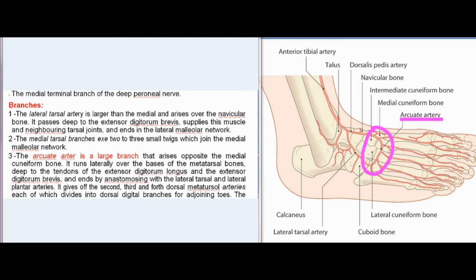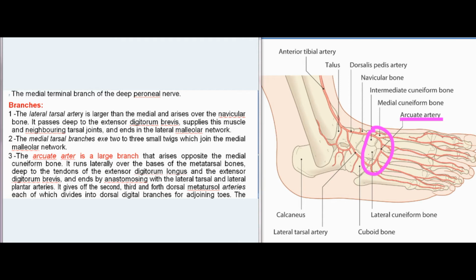3. The arcuate artery is a large branch that arises opposite the medial cuneiform bone. It runs laterally over the bases of the metatarsal bones, deep to the tendons of the extensor digitorum longus and the extensor digitorum brevis, and ends by anastomosing with the lateral tarsal and lateral plantar arteries.